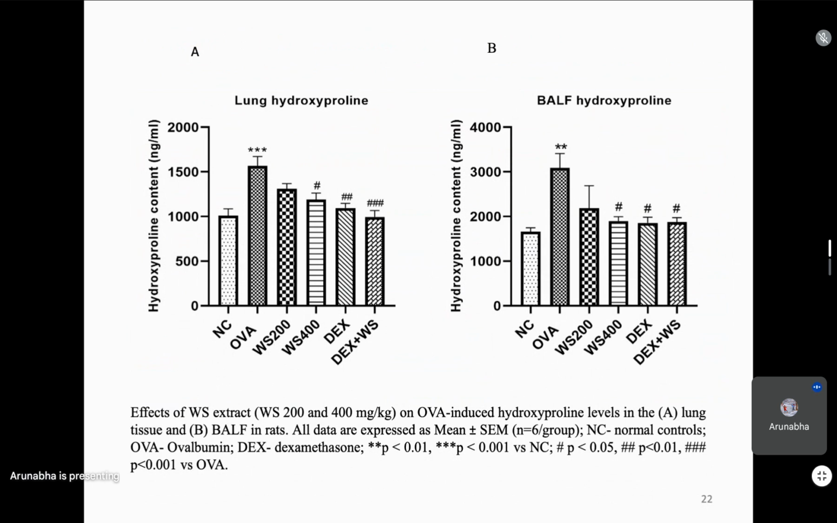Hydroxyproline is a biomarker of collagen synthesis, and collagen is the prerequisite for airway remodeling. So more collagen formation would facilitate remodeling. You can see that hydroxyproline levels were higher in lung tissue as well as bile fluid as compared to controls. And these raised hydroxyproline levels were lowered by Withania somnifera and dexamethasone. Also, the combination of dexamethasone and Withania somnifera synergistically lowered the levels of hydroxyproline in both lung and bile fluids.